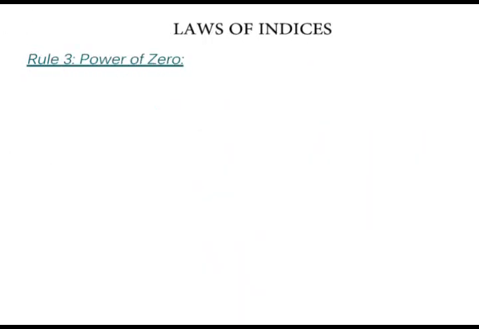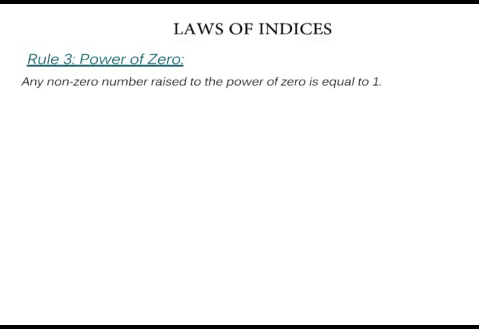Rule 3. Power of 0. Any non-zero number raised to the power of 0 is 1. That is, 10 raised to 0 is equal to 1, 25 raised to 0 is 1, a raised to 0 is 1, x raised to 0 is 1.